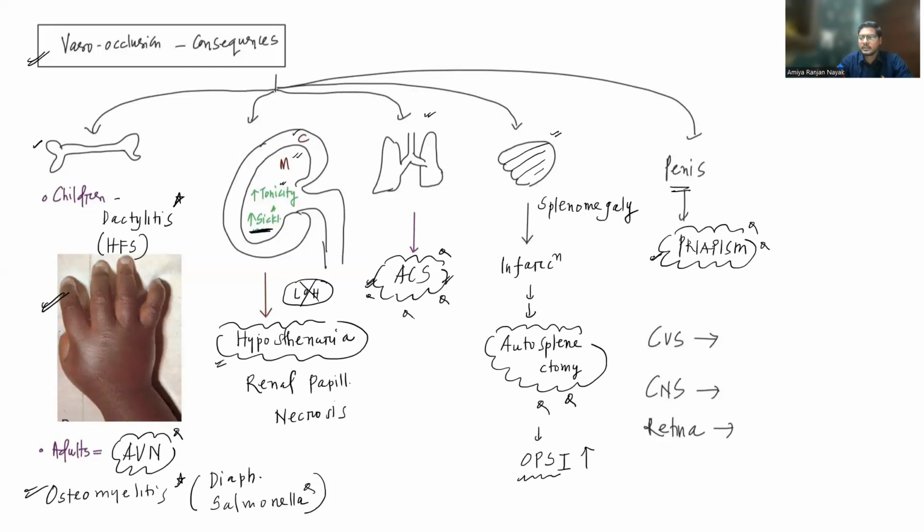Similarly, it can also affect various other organs. In the cardiovascular system, it can cause myocardial infarction. It can affect the central nervous system, causing cerebrovascular accidents, like ischemias, and there is also an increased risk of hemorrhage. In the retina, because of ischemia, they can cause proliferative retinopathy. So these are the various complications. Apart from that, there are many other complications, but these are the important ones because of this vaso-occlusion. Now we'll see some other complications.